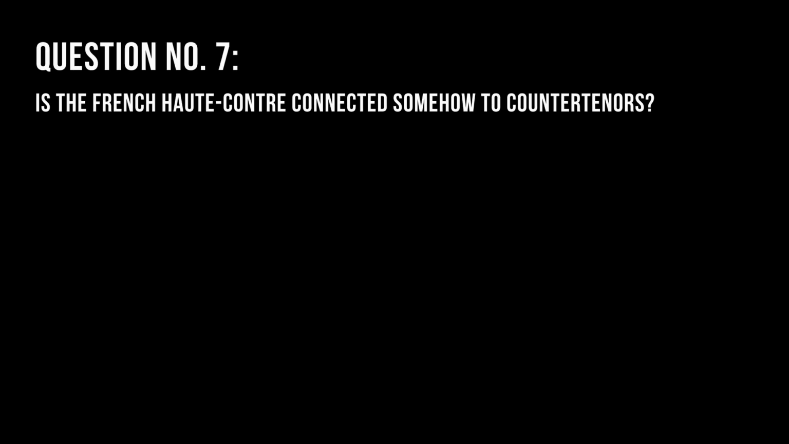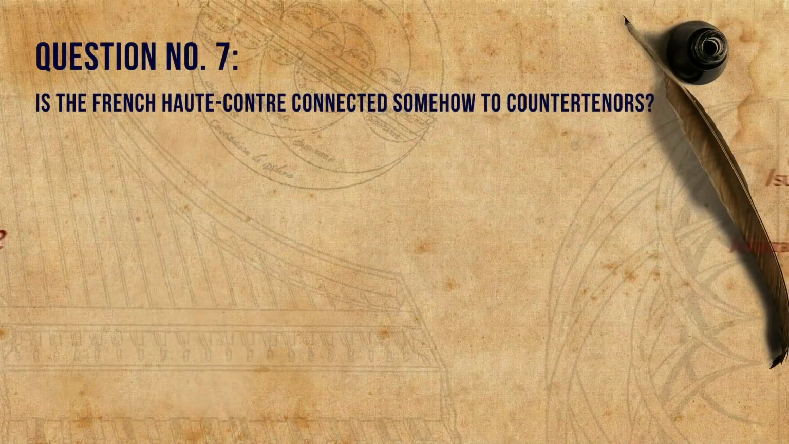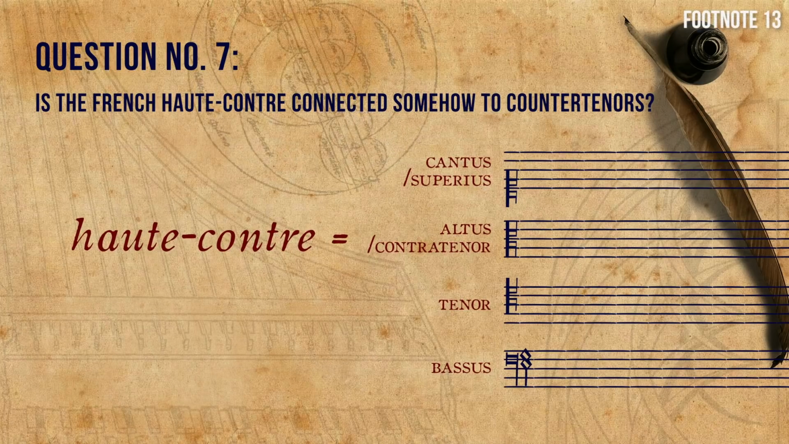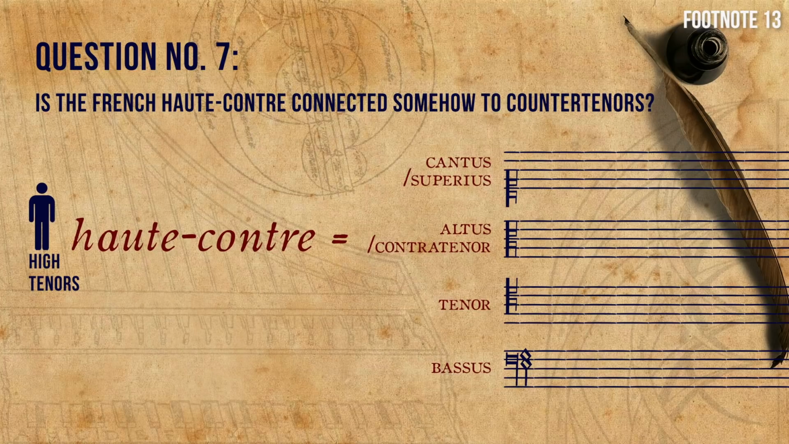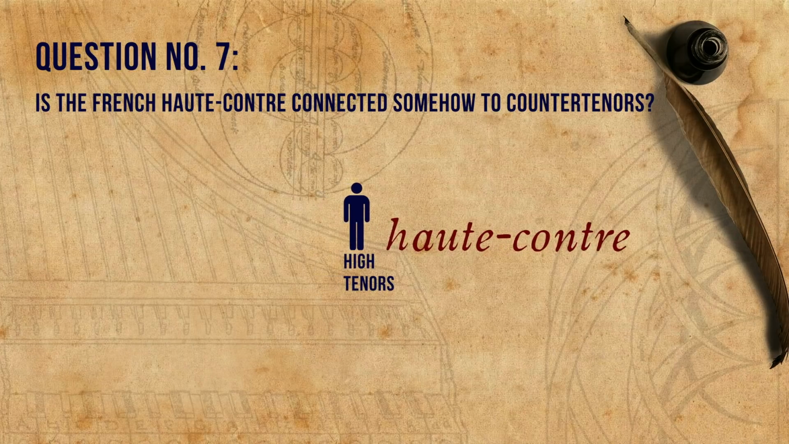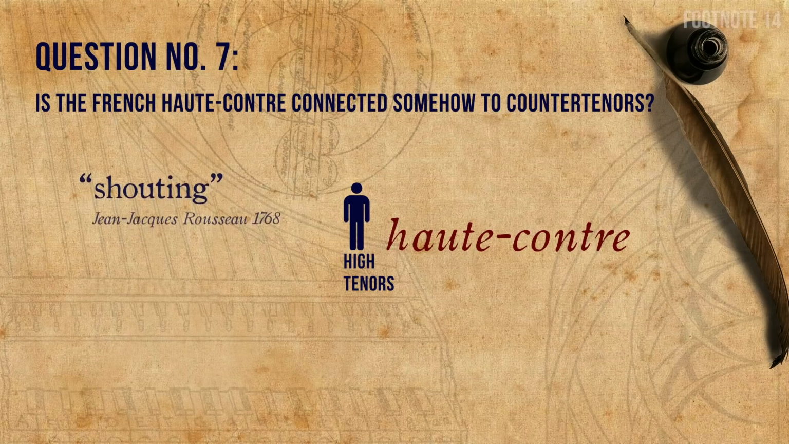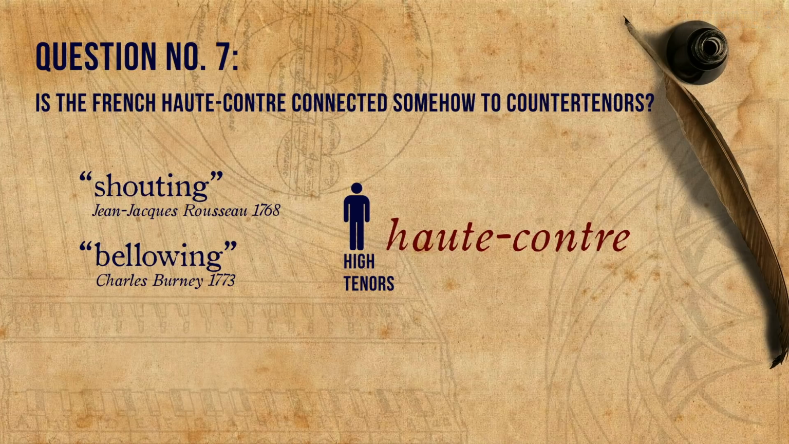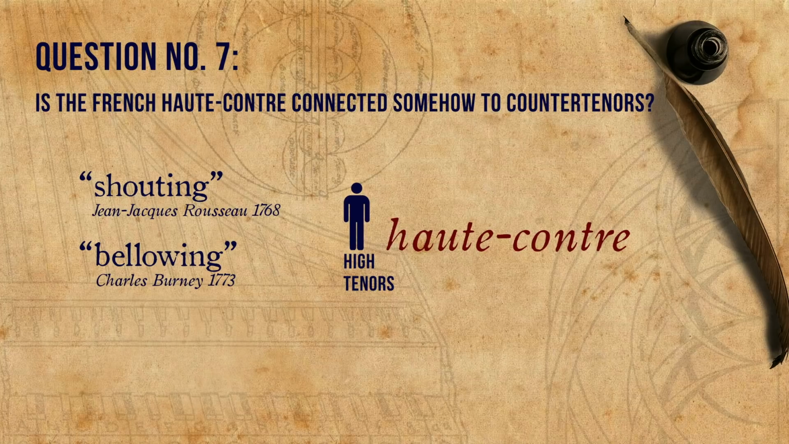Question number 7. Is the French haute contre connected somehow to countertenors? Haute contre is the French equivalent of the alto part, and was, you guessed it, regularly sung by what we call tenors and not countertenors. We learned from 18th century sources that the French haute contre, unlike their Italian counterparts, were in fact rather loud and often not so refined. This is, interestingly, quite the opposite of the conception of haute contres today, who often tend to sound light and sweet. As you can see, the historical background of the countertenor voice is very complex.